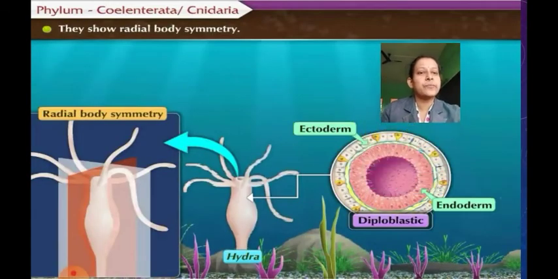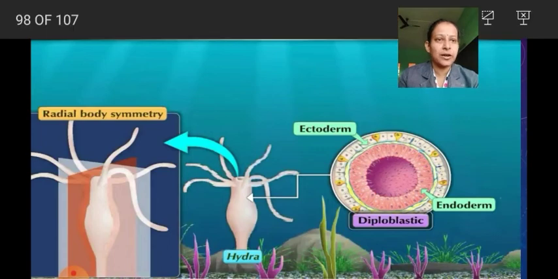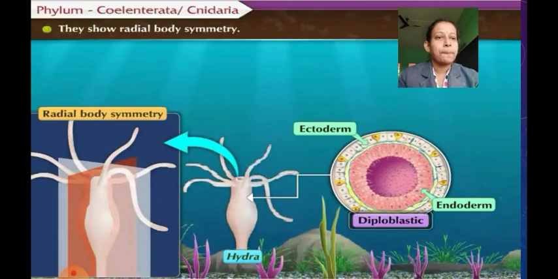Then, what type of symmetry do they show? You have learned what symmetry is. Now these show radial symmetry. When I told you about radial symmetry, I mentioned that the Cnidarians show the presence of body symmetry, especially radial symmetry. That means you can cut from the central axis in any plane and you will get exactly two halves. That is called radial body symmetry.